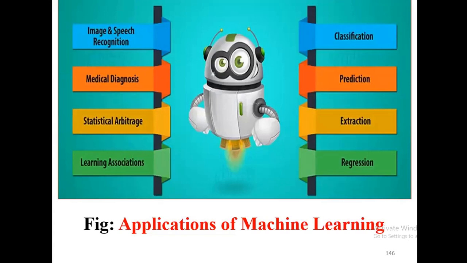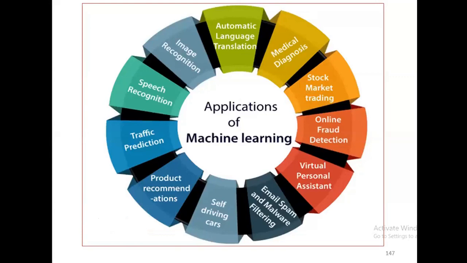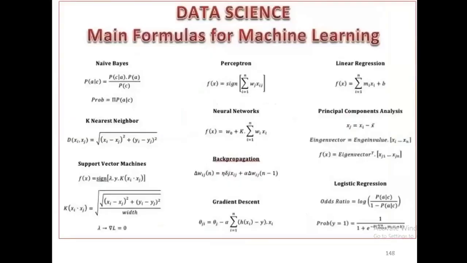Applications of machine learning, especially check, my dear friends. We are using image and speech recognition applications, medical diagnosis, statistical arbitrage, learning associations, classification, prediction, extraction, regression; various applications we are solving under machine learning. These are the applications of machine learning, like automatic language translation, medical diagnosis, stock market trading, online fraud detection, virtual personal assistance, email spamming and malware filtering, self-driving cars, product recommendation, traffic prediction, speech recognition, image recognition, etc. These are the main formulas I am using for machine learning, especially naive Bayes, K nearest neighbor, perceptron, neural networks, back propagation, linear regression, principal component analysis, logistic regression, etc.